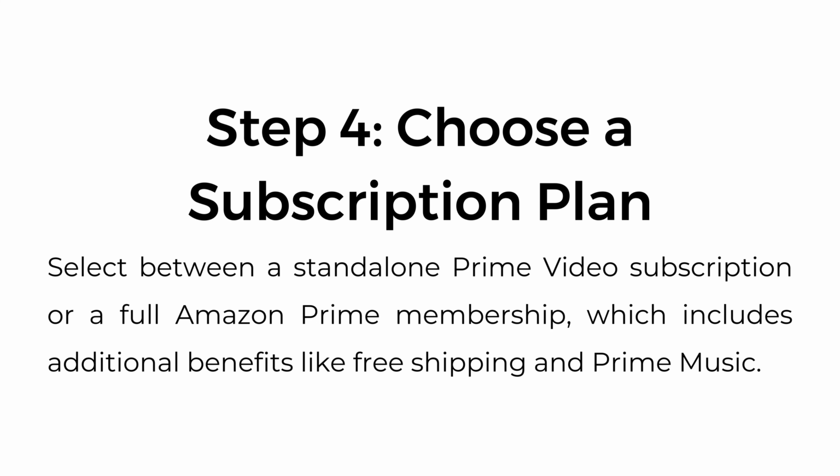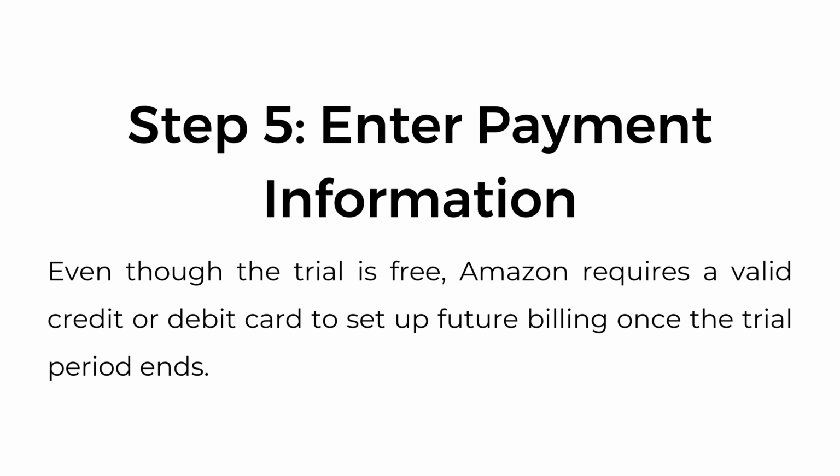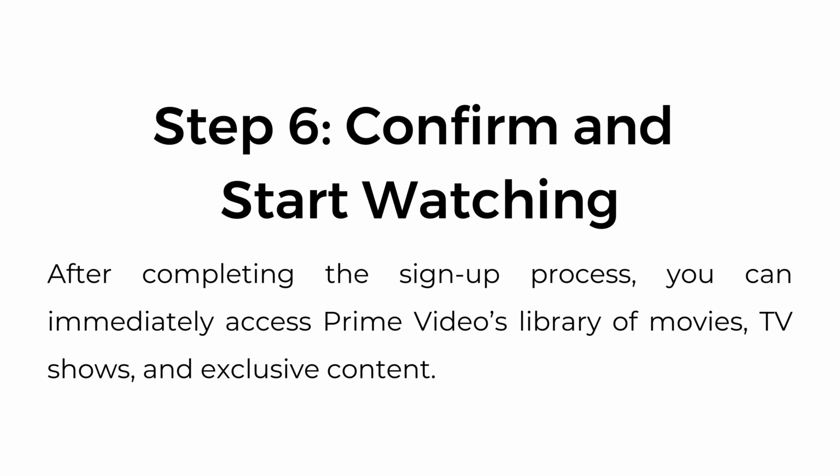and Prime Music. Step 5. Enter payment information. Even though the trial is free, Amazon requires a valid credit or debit card to set up future billing once the trial period ends. Step 6. Confirm and start watching. After completing the sign-up process, you can immediately access Prime Video's library of movies, TV shows, and exclusive content.